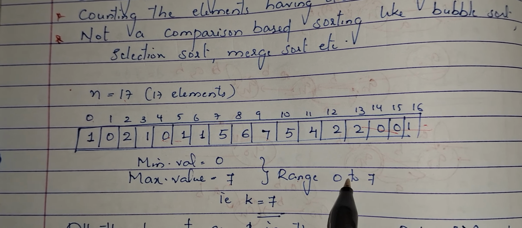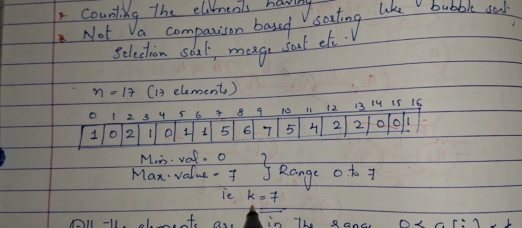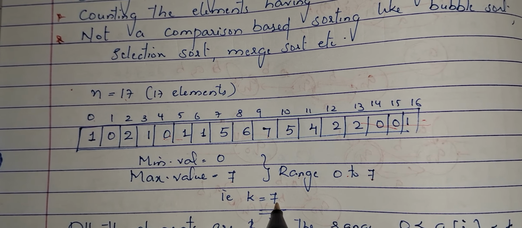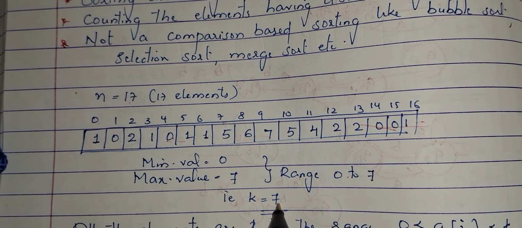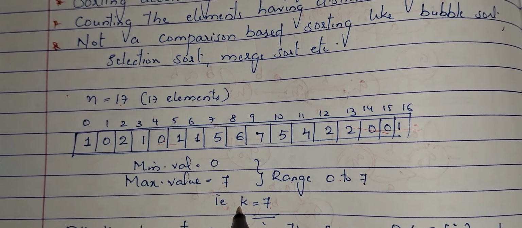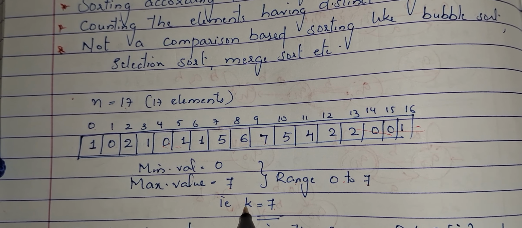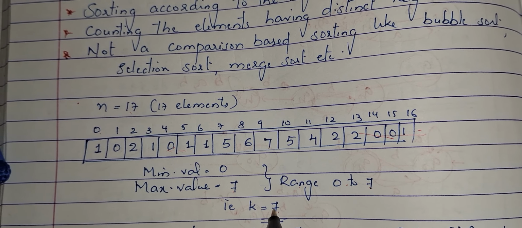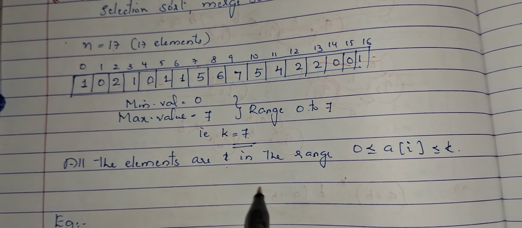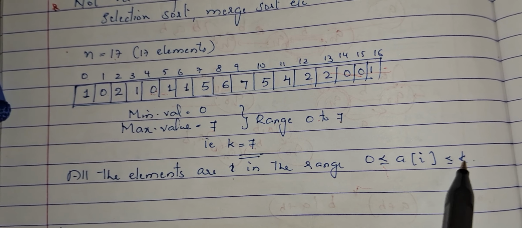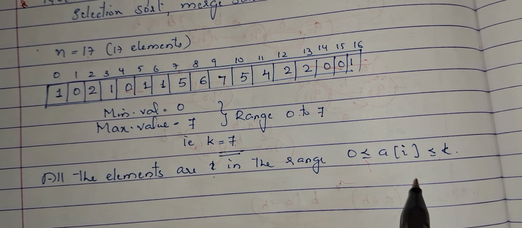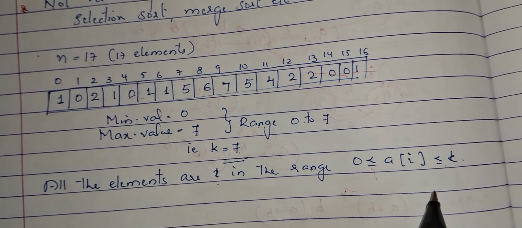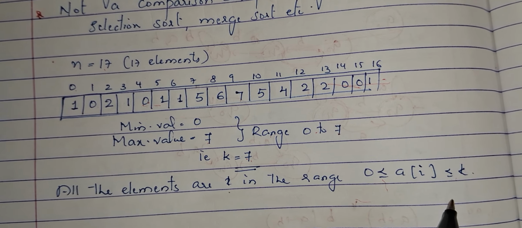In this example, the minimum value is 0 and the maximum value is 7. So the range varies from 0 to 7, that is, the range equals 7. Whenever we are creating a count array in order to perform counting sort, its indexes vary from 0 to 7. That is, all the elements are in the range 0 to k. k is the range here, that is 0 to 7. Now we are going to take one example and see how we perform counting sort.